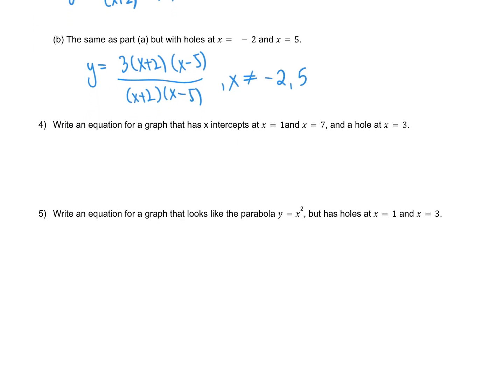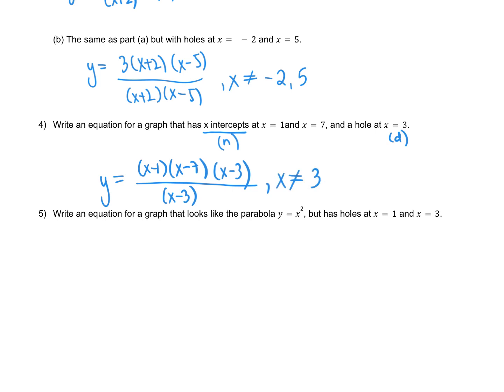Write an equation for a graph that has an x-intercept at x equals 1 and x equals 7. So remember, x-intercepts are in the numerator, and a hole at x equals 3, that's in the denominator. So with those x-intercepts, I would expect to have x minus 1 and x minus 7 in my numerator to give me those zeros. And if my hole is at 3, I would expect an x minus 3 factor in my numerator and denominator. That would cancel out to give me the x minus 1 and x minus 7 brackets. And my restriction is just 3 for that hole.